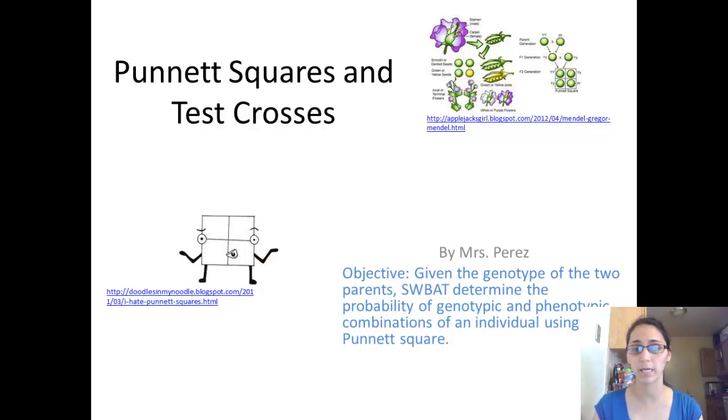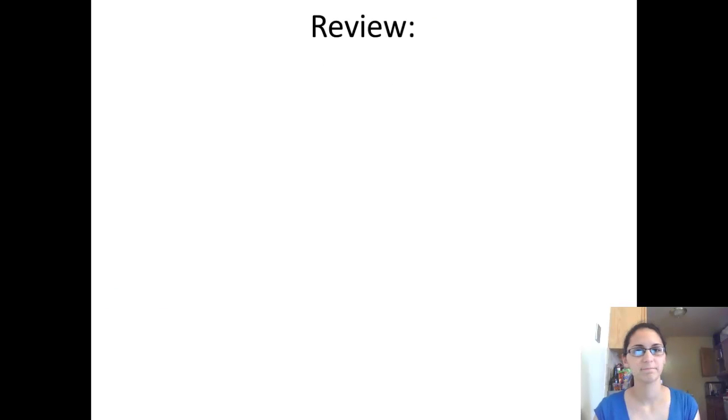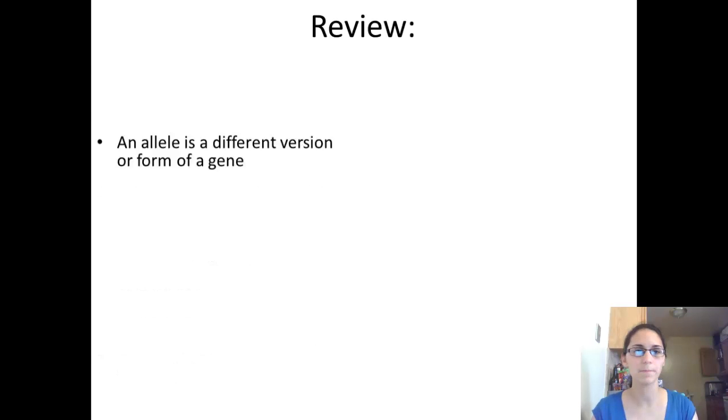So given a genotype of the two parents, the student will be able to determine the probability of genotypic and phenotypic combinations of an individual using a Punnett Square. So that's what we're learning today. Okay, so first we're going to start with a little review of what you should already know.